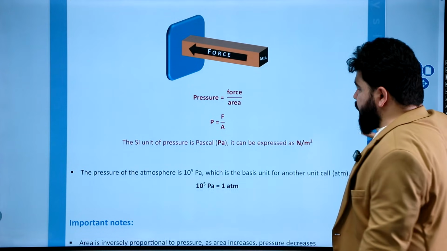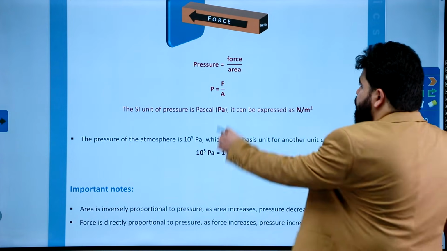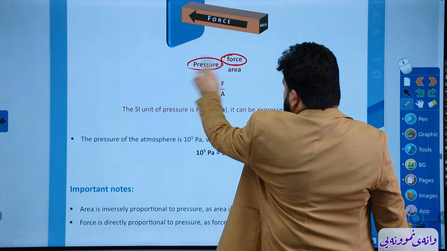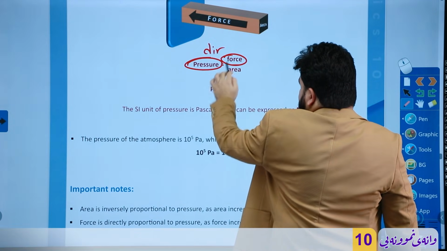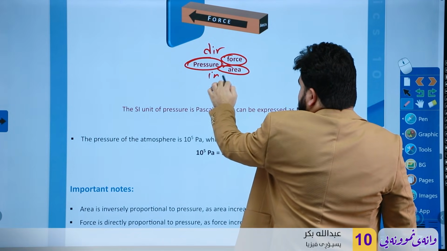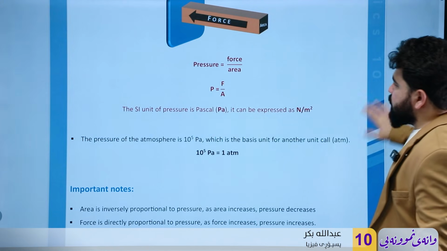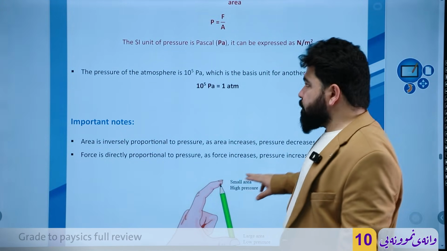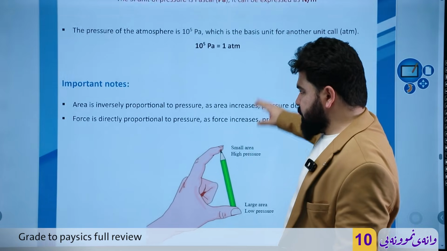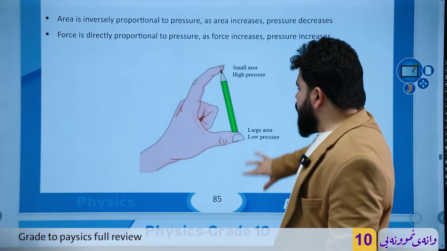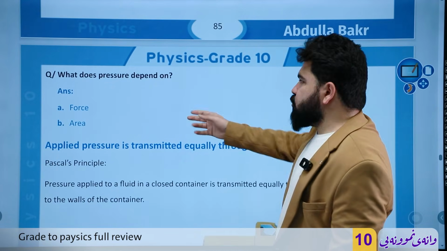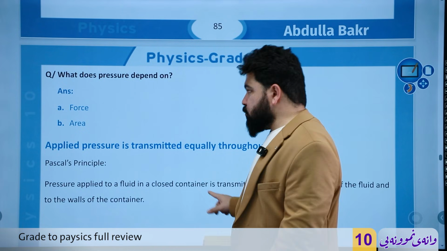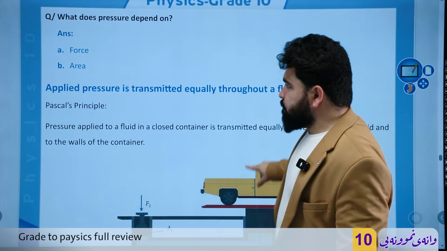So you have pressure. Pressure is equal to force divided by area. Force and pressure are directly proportional. With area, they're inversely proportional. Be careful. It means if you increase force, pressure increases. If you increase area, pressure decreases. What does pressure depend on? Pressure is equal to force and area.